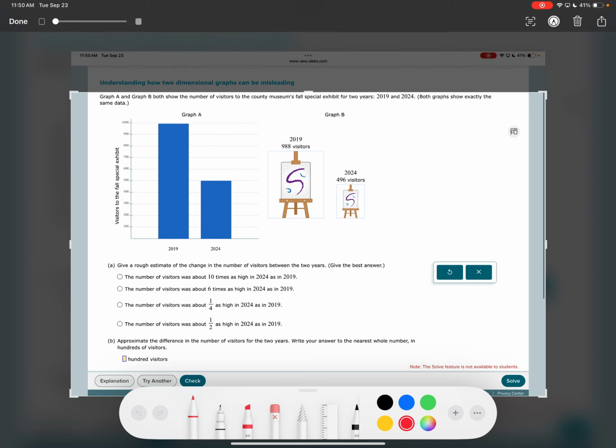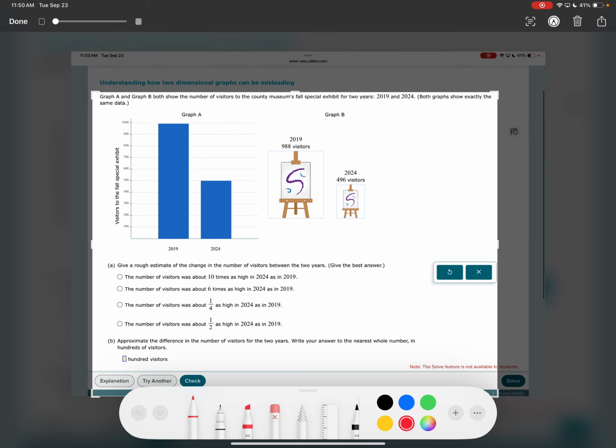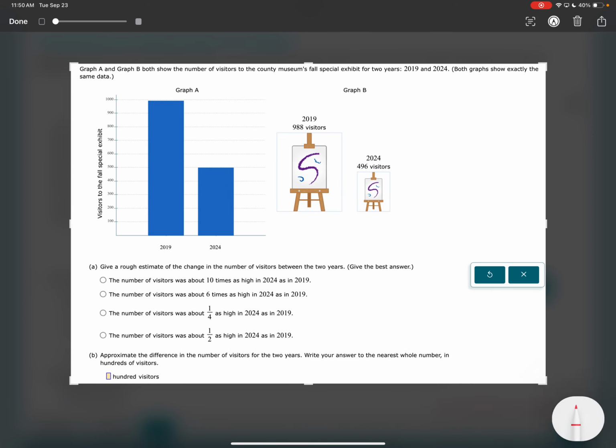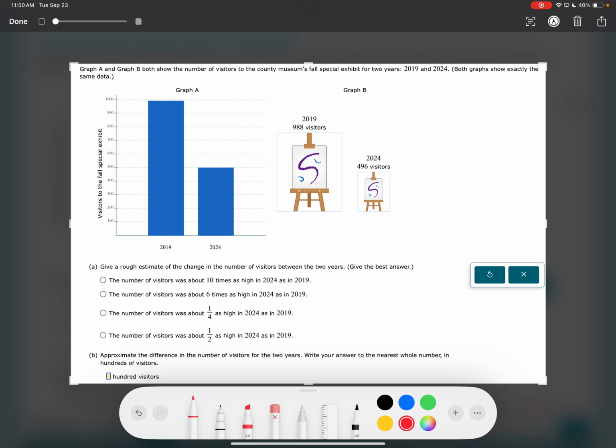People in marketing get fancy and try to use different graphs and pictures, but you have to be careful because we live in an instant society where we want things fast and we get things fast. If I look at the graph first, how much bigger is 2019 than 2024? It's about double, right? I could probably fit two of these, right? That'd be about two of those.